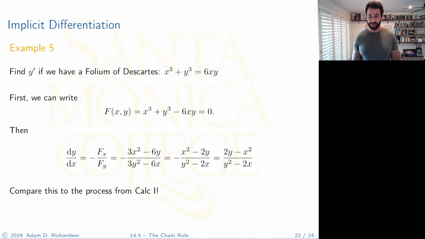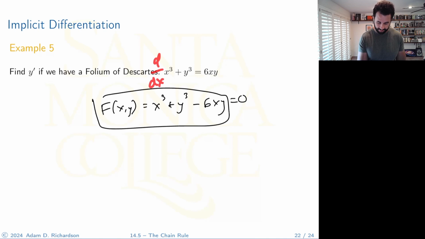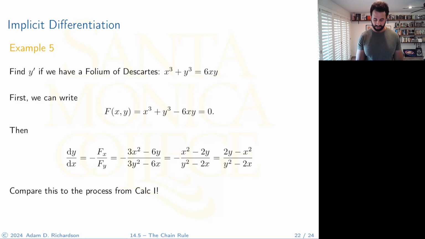So for those of you that remember, compare this to the process that you did back in Calc 1, or to the implicit differentiation process we did in the last section, 14.4. Remember, you basically differentiate both sides, and then you solve for dy/dx. Well, now this gives you a shorter way of doing that. Just compute the partials, divide one by the other, and then take the opposite. So it's much quicker, much quicker.